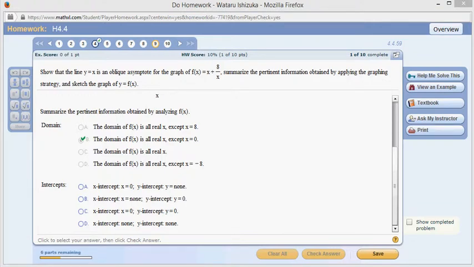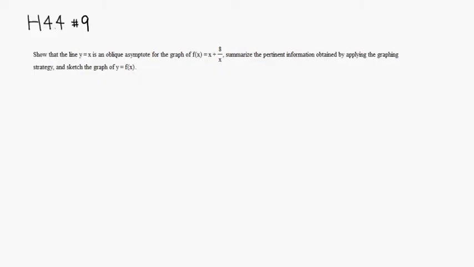Now x-intercepts and y-intercept. In order to find the x-intercept, we set the function equal to 0. So set x plus 8 over x equal to 0. Then to find x, multiply both sides by x, so you have x squared plus 8 equal to 0. Then you realize that we can't find a solution for this.